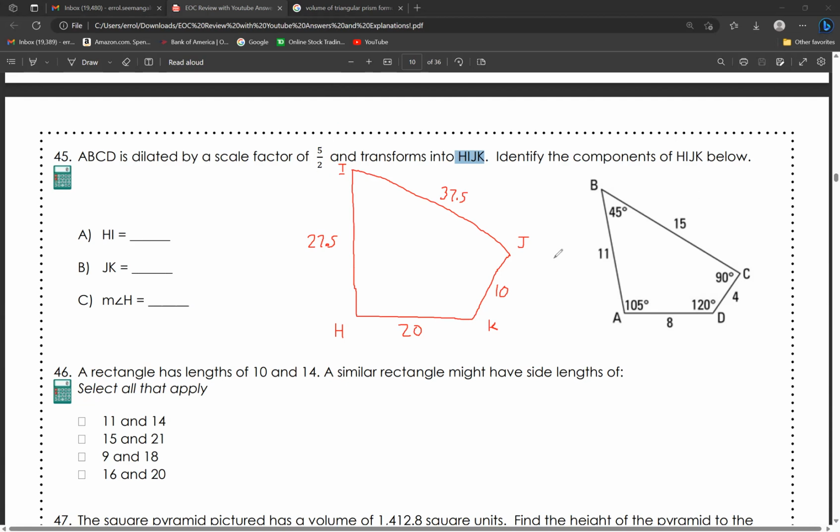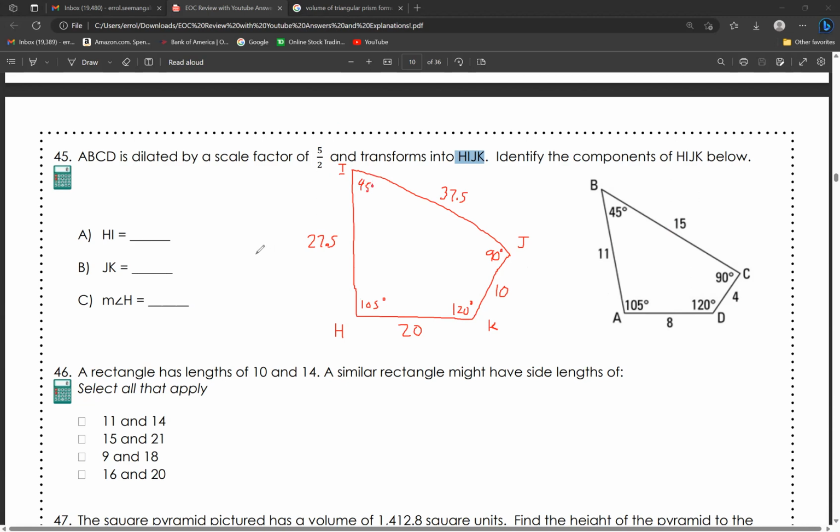All right, now what else, did we miss anything? The angles will still stay the same. This is still 105. This is still 120. The angles will never change. The only thing that would change is the lengths of the lines.